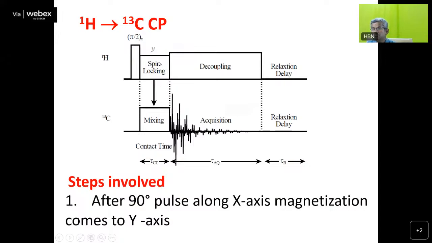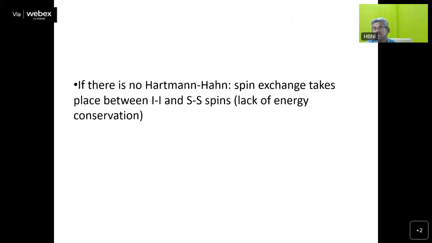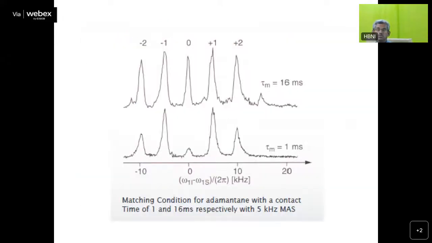So if the mixing time is more, then what happens? Then the population transfer also will be effective. So when the speed is very, very high, we increase the mixing time so that we get a proper polarization transfer from one nuclei to the other. That is what we are writing with N equal to plus or minus 1, 2, etc. So here you see mixing time increases. Once the mixing time or the contact time increases from 1 millisecond to 60 millisecond, the intensity of the peak, which is the cross polarization peak, will keep on increasing.